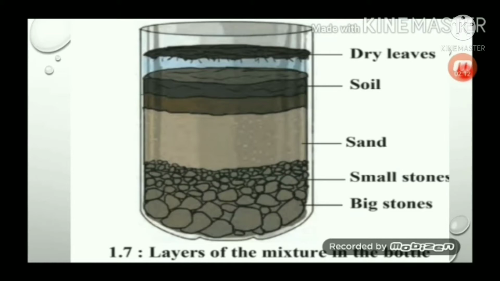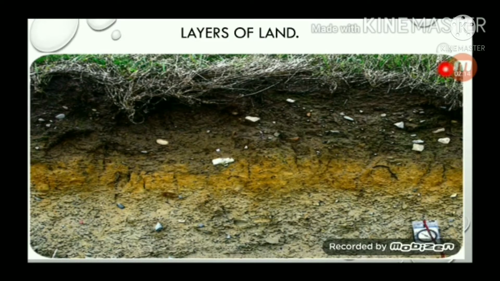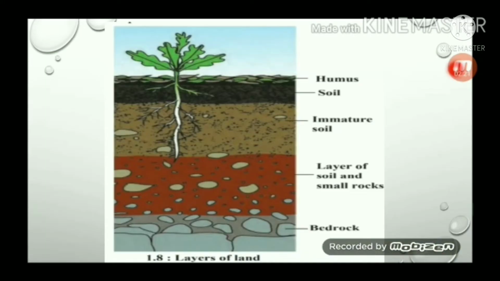Now let's see the actual layers of the land. If the land has mature soil, the topmost layer is formed by the decomposition of the remains of plants and animals. This layer is called humus. It is usually found in dense forest. Dense means thick forest. Now we will see more about humus. What is humus? Microbes present in the soil.